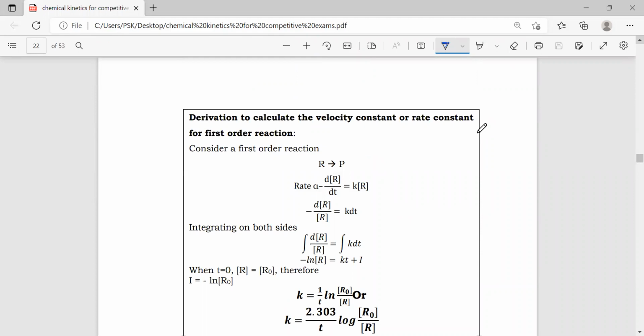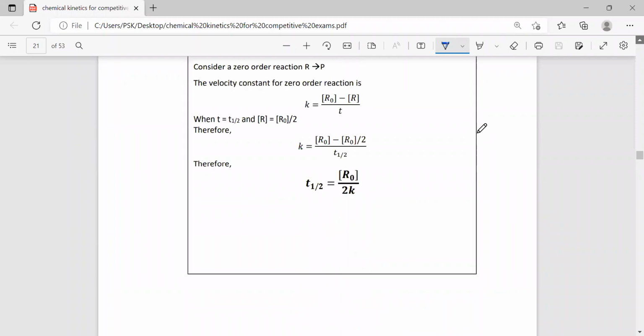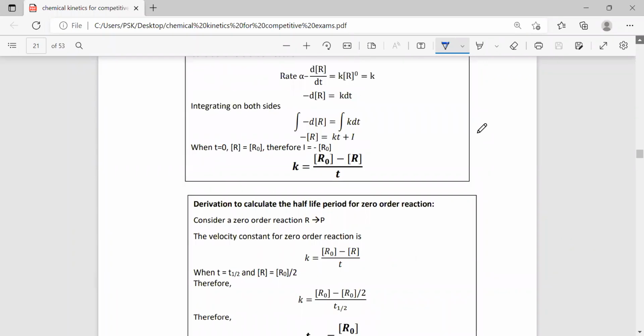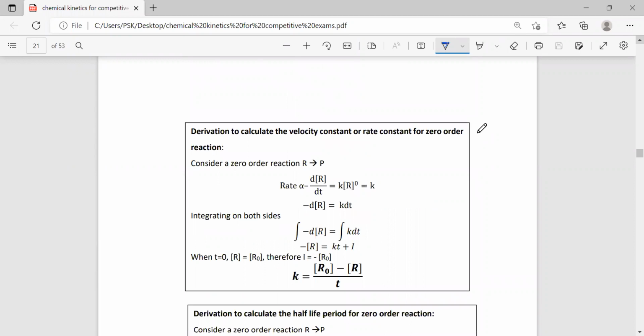Last class, do you remember we did the derivations? Did you try practicing the derivations? Do you remember at least we did the derivations? Yes, sir. Now we have done four derivations. I think four derivations we did.